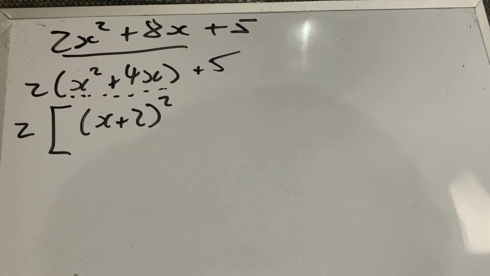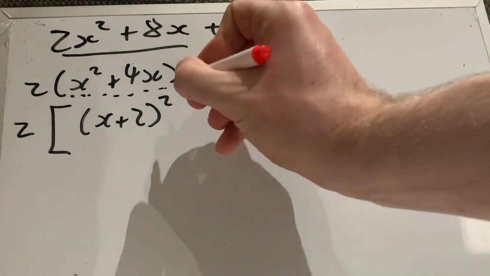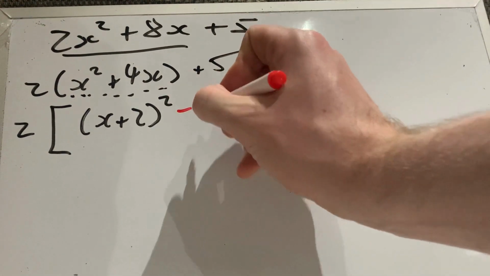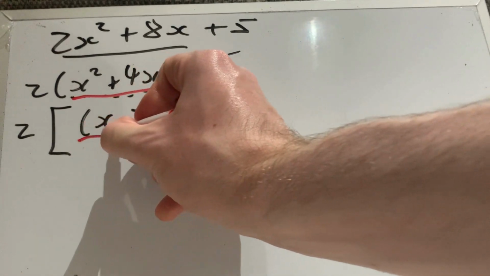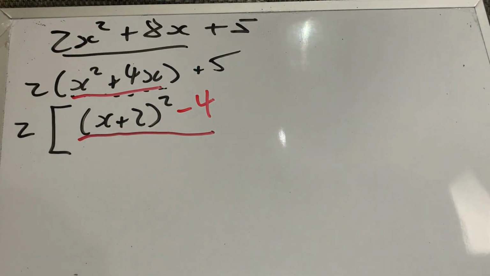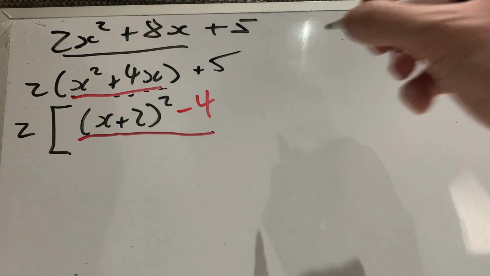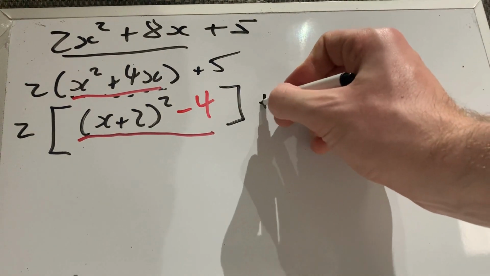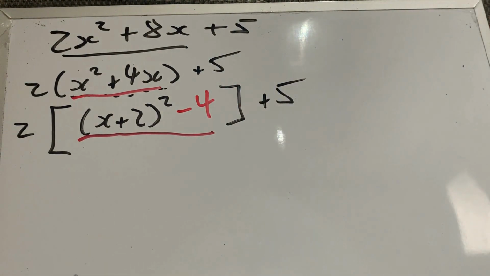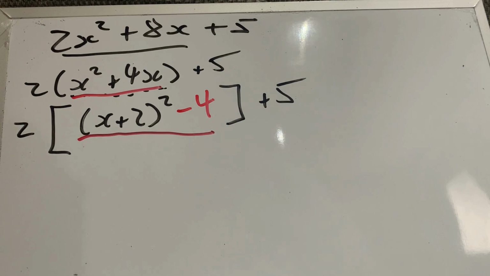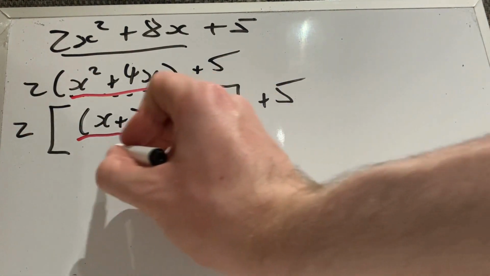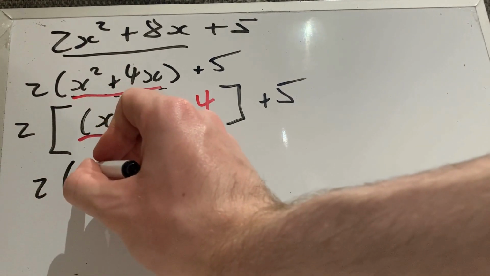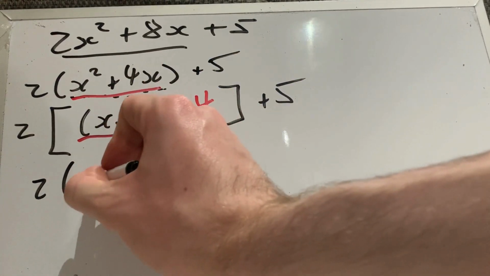So what we're going to do is take off 4. Now we can see that this bit here is the same as this bit here. Then we close the big brackets, and we add plus 5 to it. We can make this look a little bit simpler by expanding the brackets out a little bit. So we're still going to have 2, and we keep this guy here, x plus 2 squared.